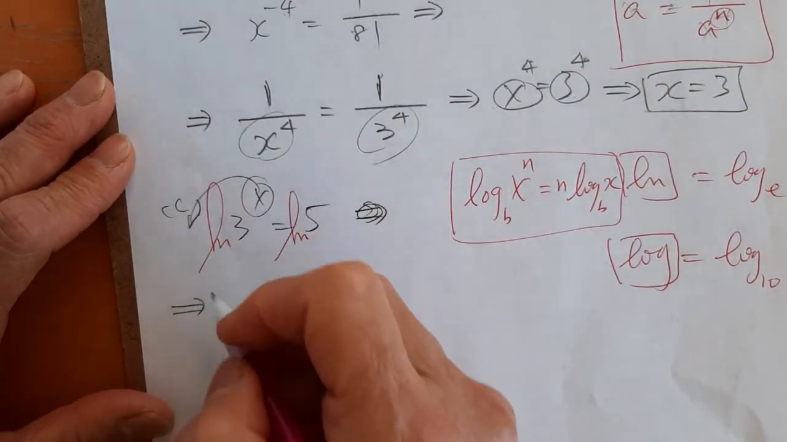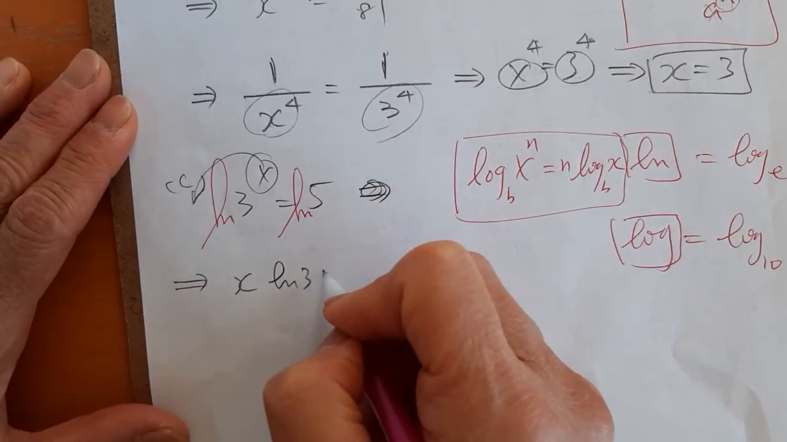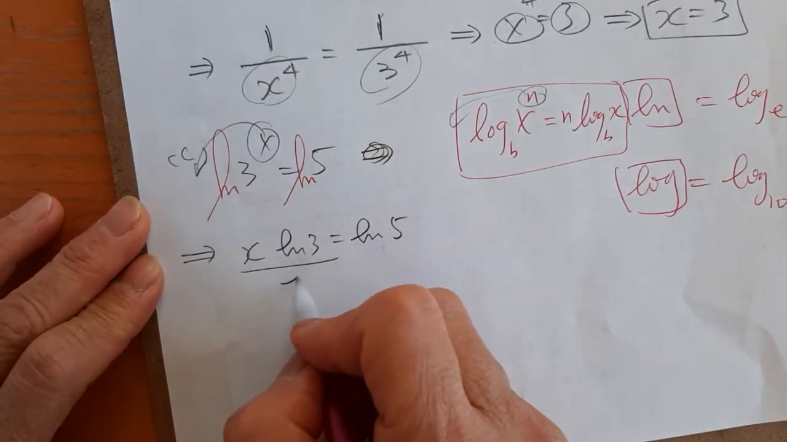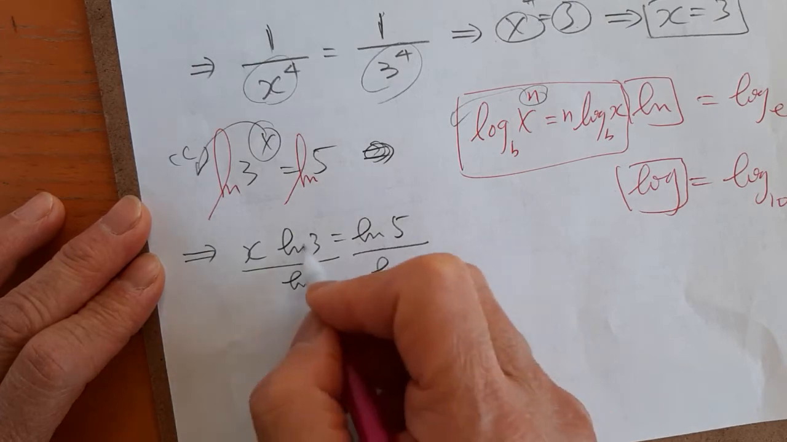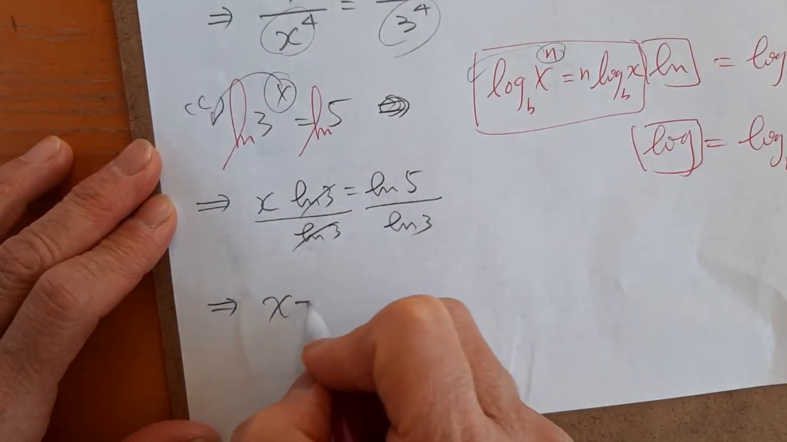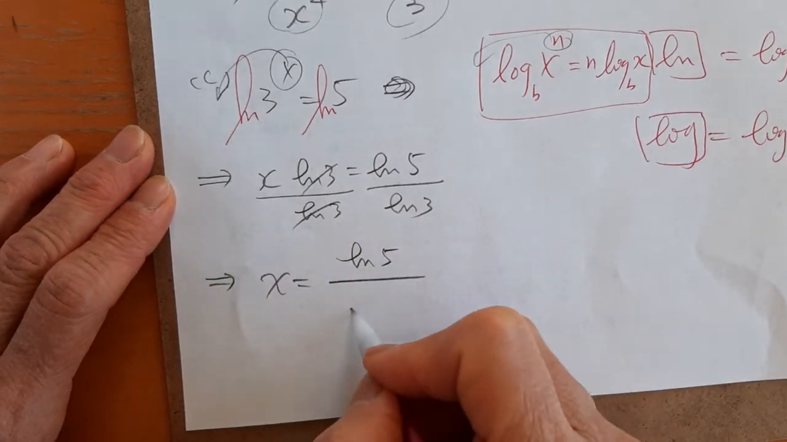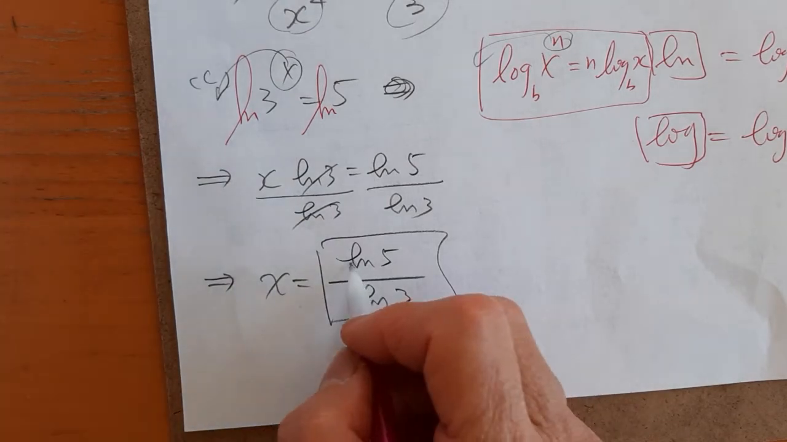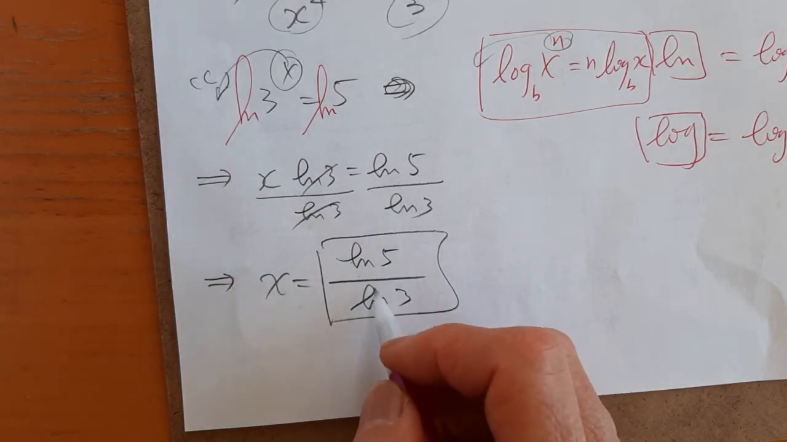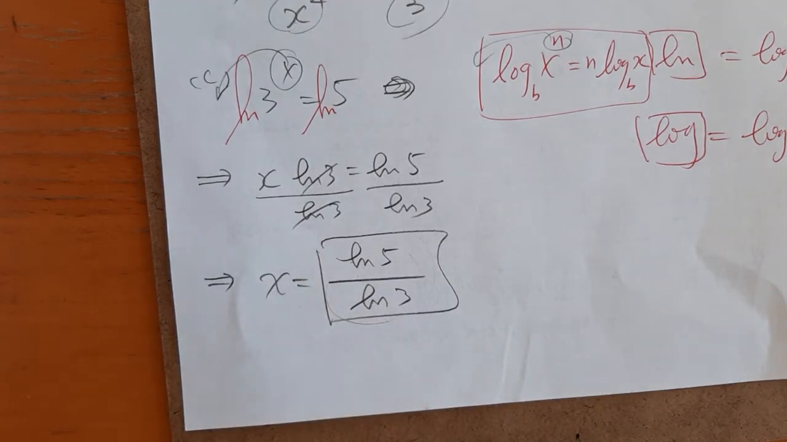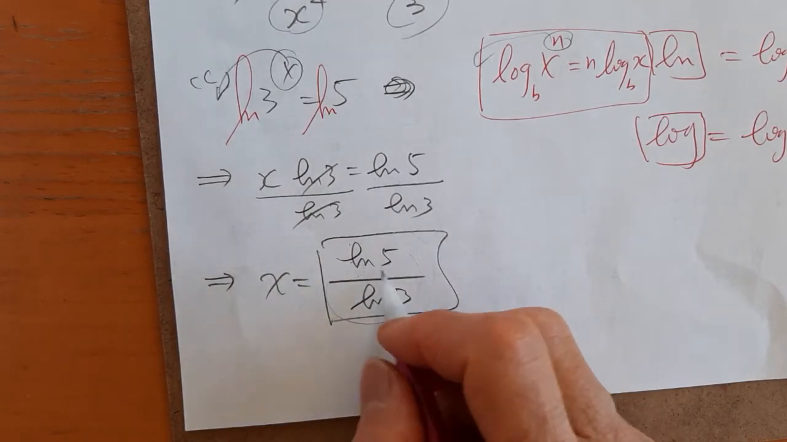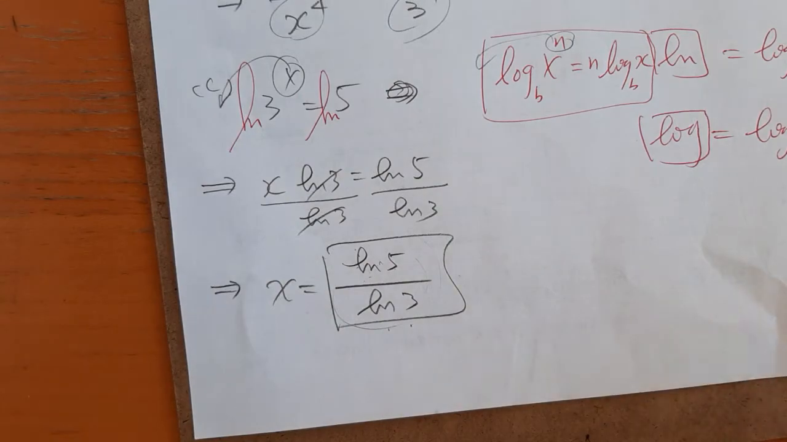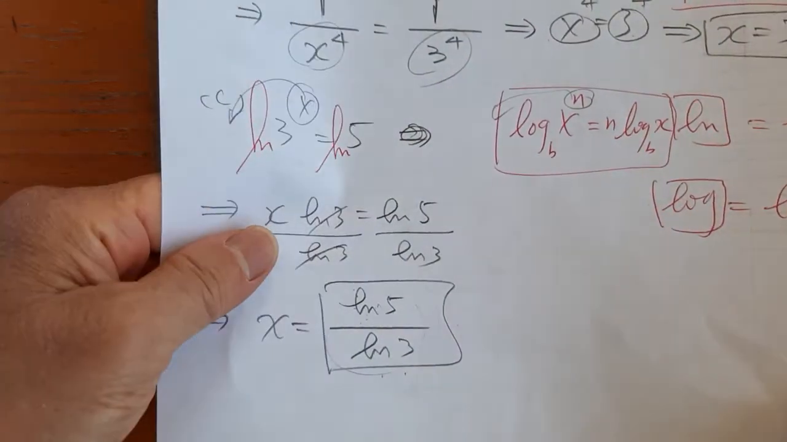So x ln 3 equals ln 5. Then divide by ln 3 to solve for x. So x equals ln 5 over ln 3. Here they do not ask you to use a calculator. Leave the answer as a natural logarithm. This is the answer. The calculator has the ln key, so you can key it in and divide, and you will get a decimal number. But here they do not ask you to do so.